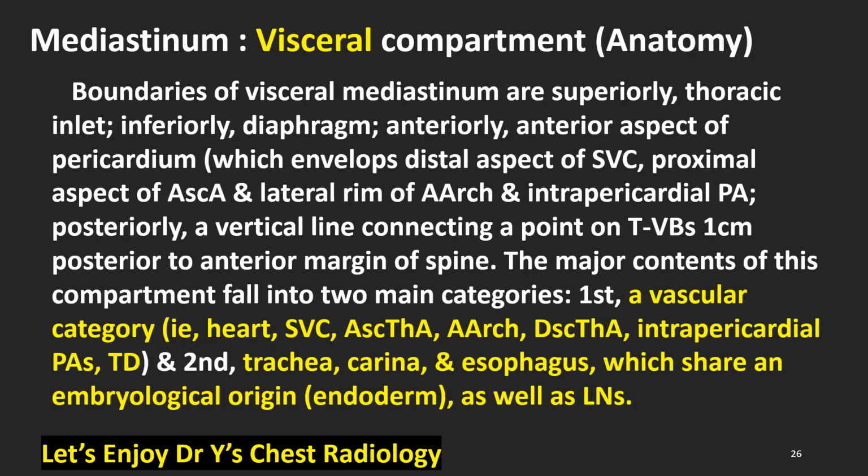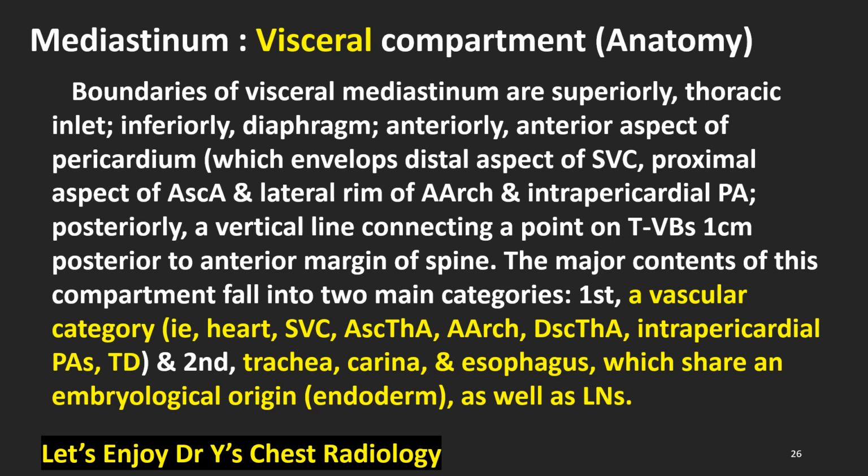Mediastinum visceral compartment anatomy. Boundaries of the visceral mediastinum are superiorly thoracic inlet, inferiorly diaphragm, anteriorly anterior aspect of pericardium, which envelopes distal aspect of superior vena cava, proximal aspect of ascending aorta, and lateral rim of aortic arch and intrapericardial pulmonary artery. Posteriorly, a vertical line connecting a point on thoracic vertebral bodies 1 cm posterior to anterior margin of spine. The major contents of this compartment fall into two main categories.